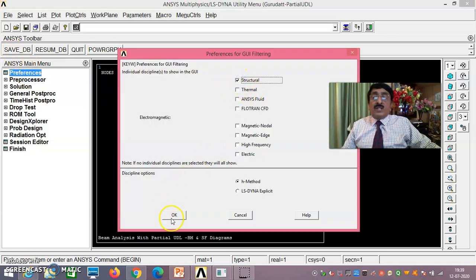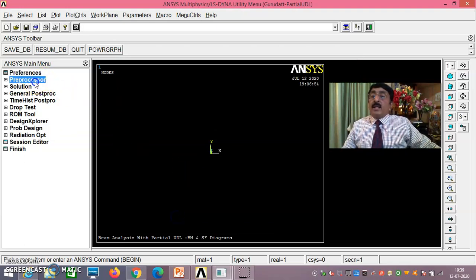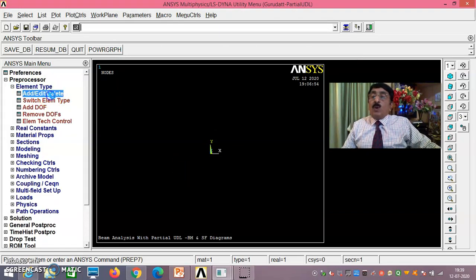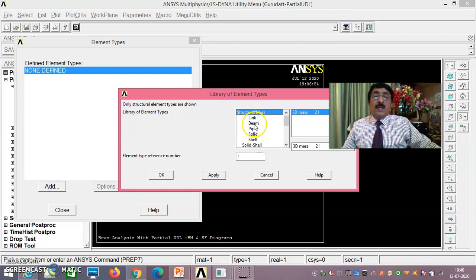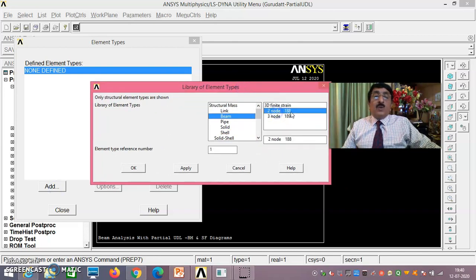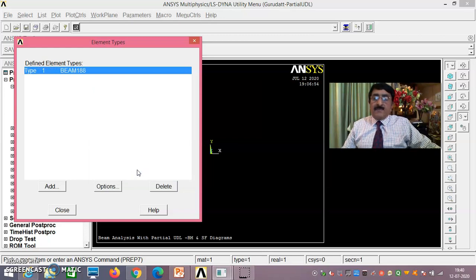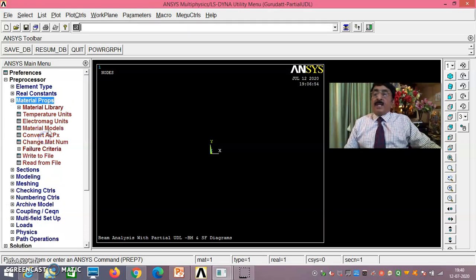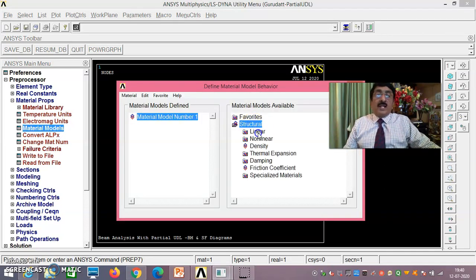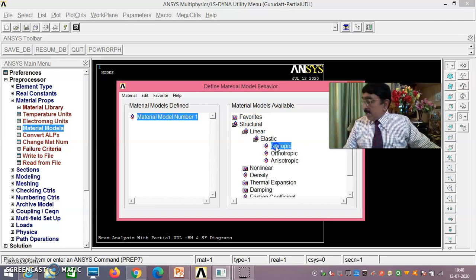Preferences, Structural. Preprocessor, Element type, you go Add/Edit/Delete. Add you take, Beam you take, 2 node 188 you take, say okay. You just say close. Then real constant: this Beam 188 does not ask for real constants, we will directly put it in sections. Material properties will go. Material models will go. Structural, Linear, Elastic, Isotropic.